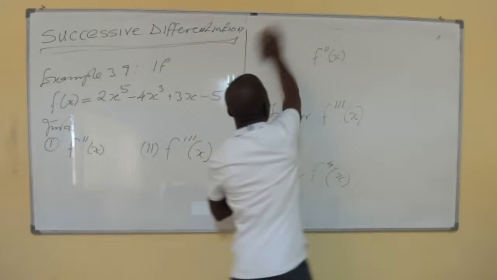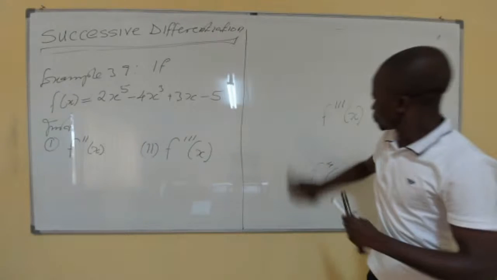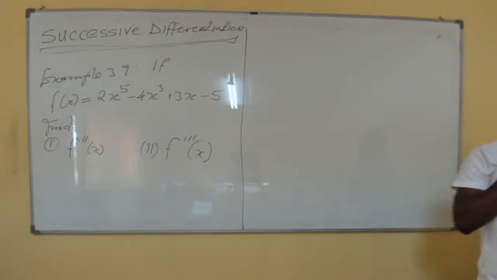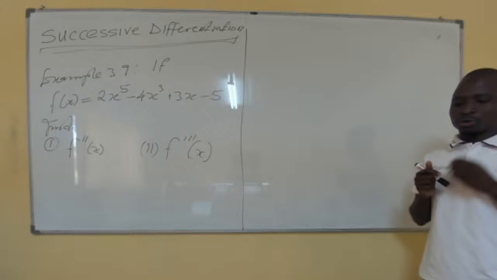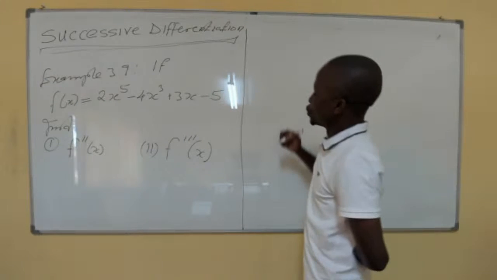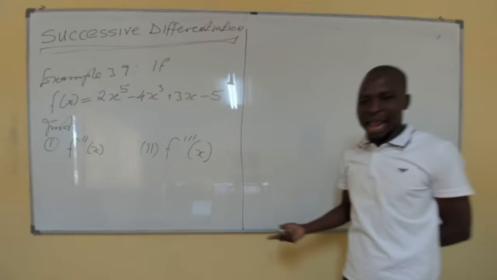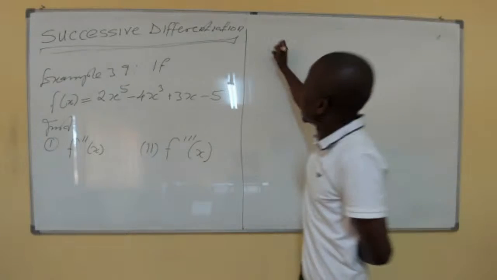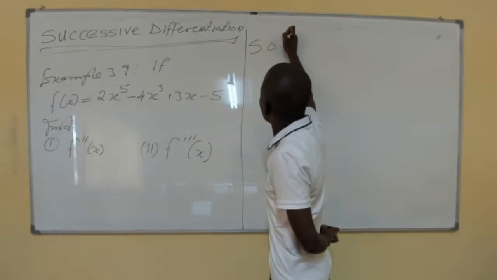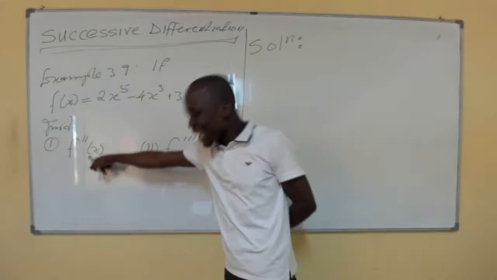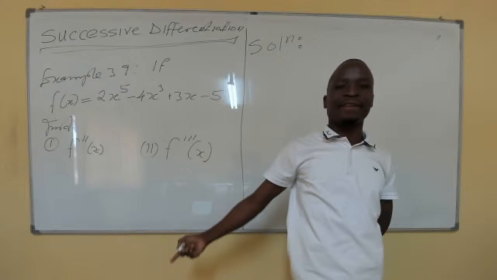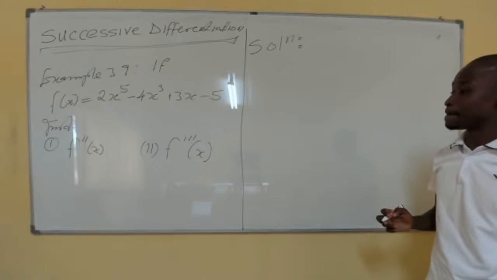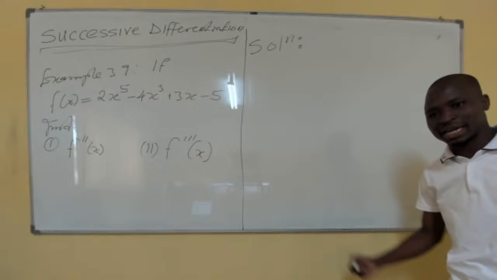Okay, now let's look at the solution. So if we have such a scenario, let's look at the function. If we make it y, in short, the first thing that you need to do is find the first derivative of that function. You can't find the second derivative before finding the first derivative. So you should first start by finding the first derivative. Then from there, that's when you can find the second derivative. After finding the second derivative, then you can find the third derivative.